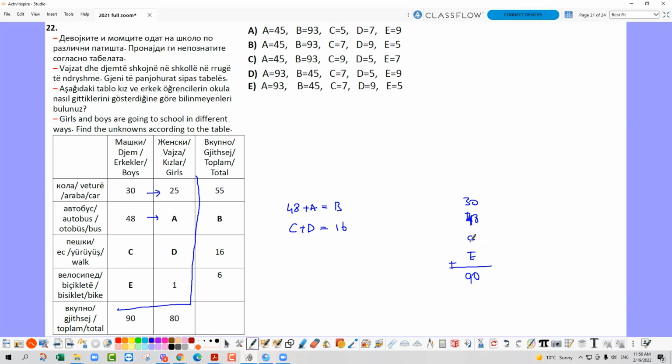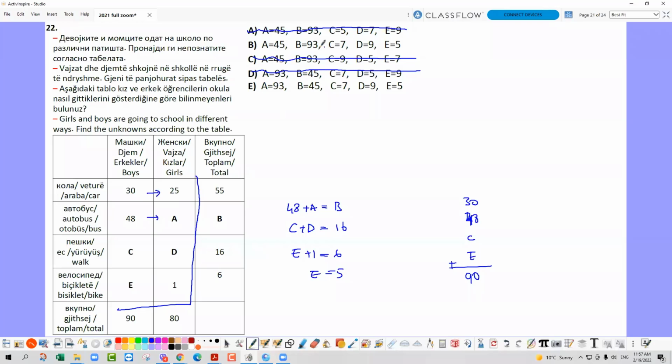Here only the easy one, I think: E plus 1 is equal to 6. If E plus 1 is equal to 6, it means that E is equal to 5. 6 minus 1, I did directly, so E is equal to 5. These are eliminated. E is not equal to 5 here, and E is not equal to 5 here.